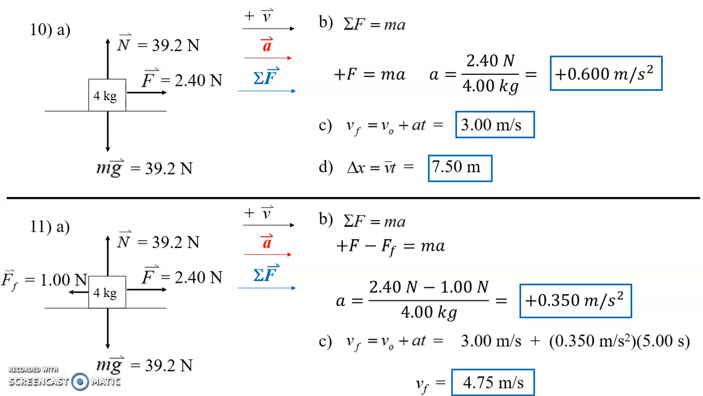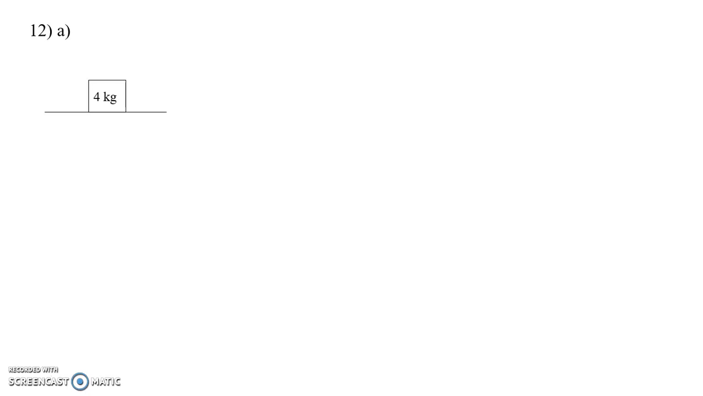Remember, this is like a sequence of events. Problem 10 happens, then problem 11 happens. By that same logic, problem 12 happens right after problem 11. So here's our free body diagram. It says it's being moved to the right, so we know that's happening. But oh, it says constant velocity. I hope that you noticed that. I didn't underline it, but hopefully you did.